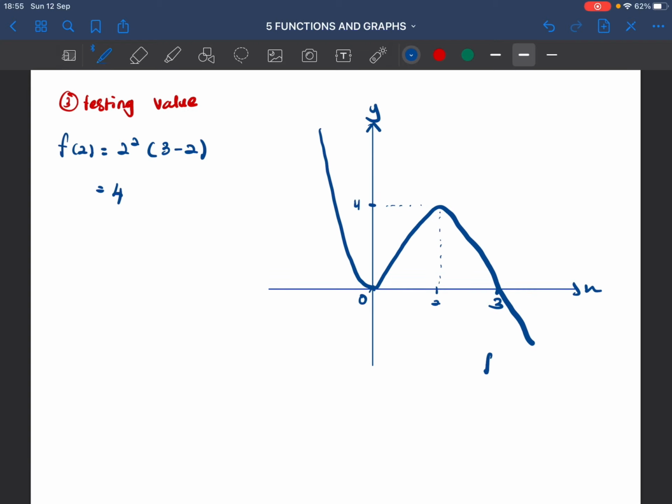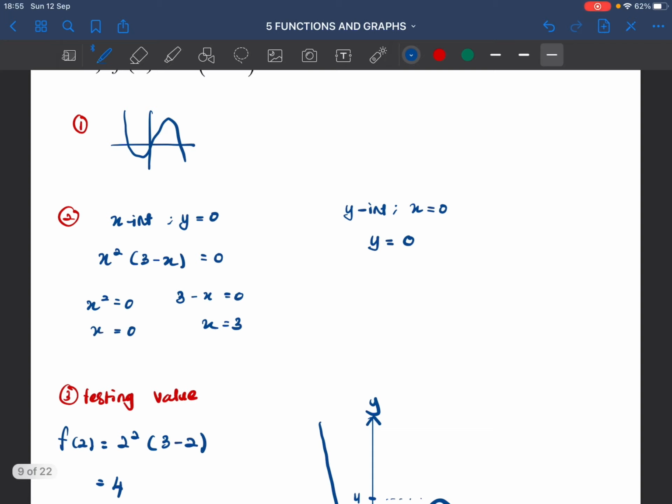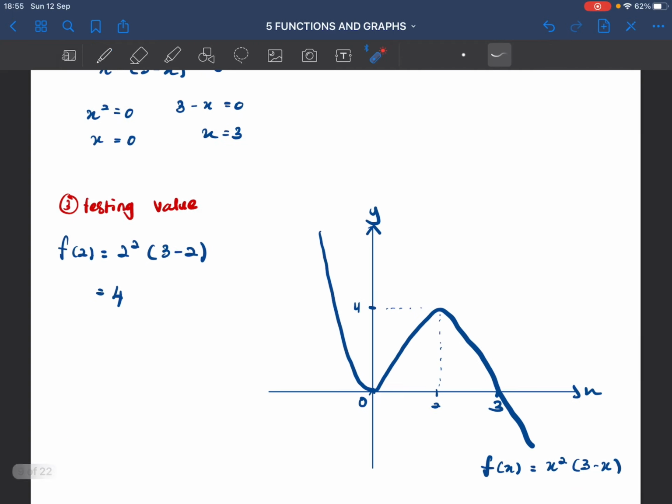Okay, don't forget to label your graph. So we have x squared (3 minus x). Okay, so domain and range are both real numbers. Okay, so that is how to sketch a cubic function for case 2. So basically it is just the same. We determine our basic shape, and then we determine our x-intercept and y-intercept. But we have to do a testing value because we want to know where this goes. Okay, how far does it go?